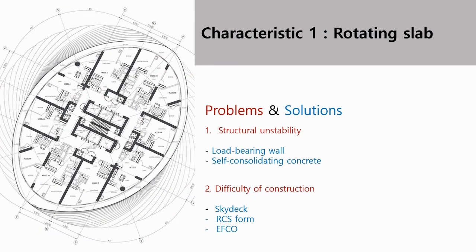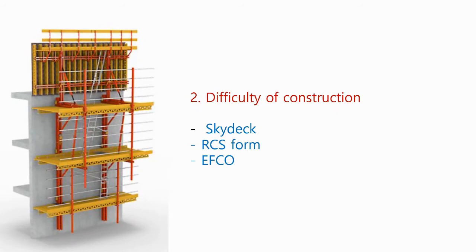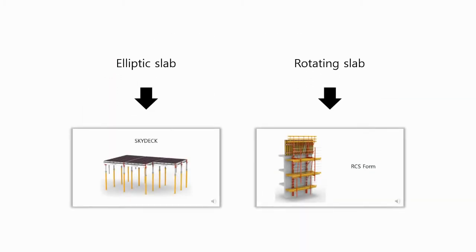Among the two problems, the second problem is the difficulty of construction. This problem takes place because of the two conspicuous features of the Absolute World Towers, the elliptic slab and the rotating slab. The difficulty of construction caused by the elliptic slab is solved through skydeck, and that of the rotating slab is figured out by RCS form.